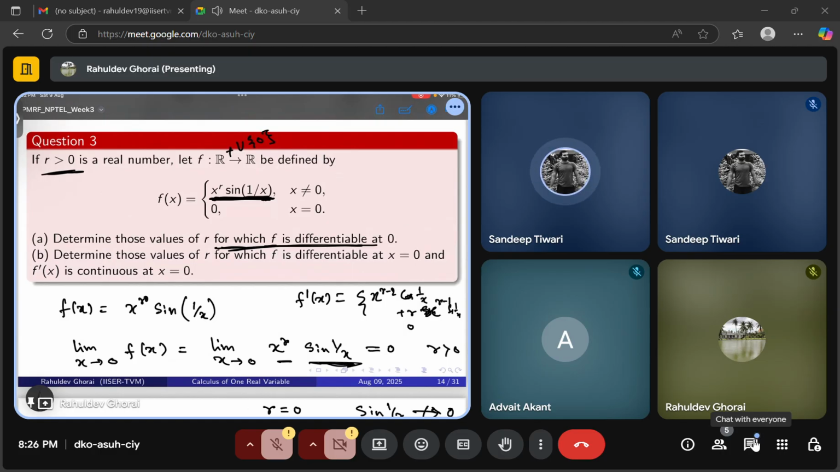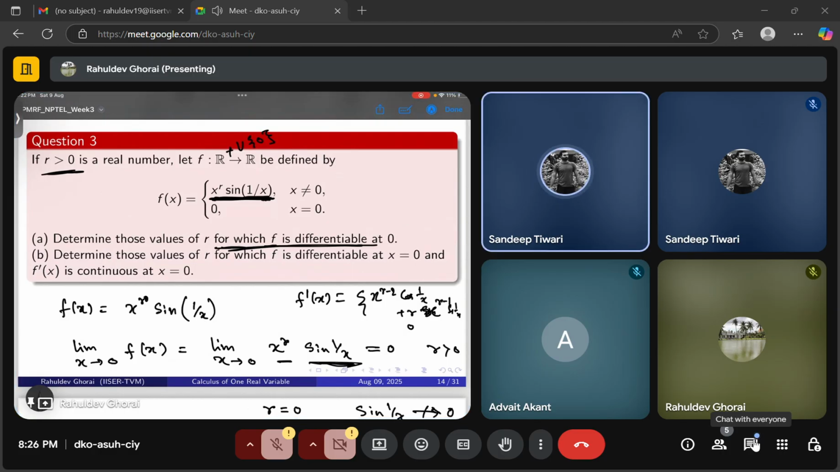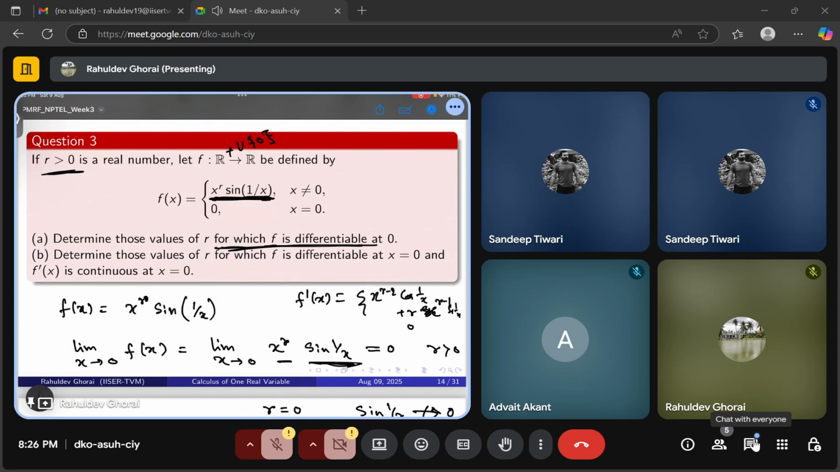There is a negative sign in the first term. Sorry, negative will be coming, whatever the derivative is. But r has to be greater than 2, strictly greater than 2, right?